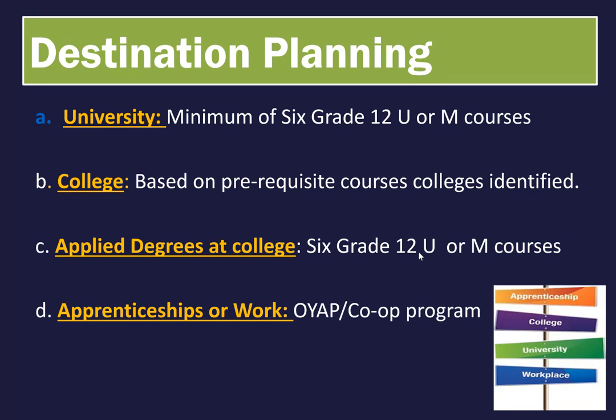College is typically based on prerequisite courses, and they can be different for everything. Nursing will require you to have grade 12 college level English, grade 12 college level biology, grade 12 college level chemistry.